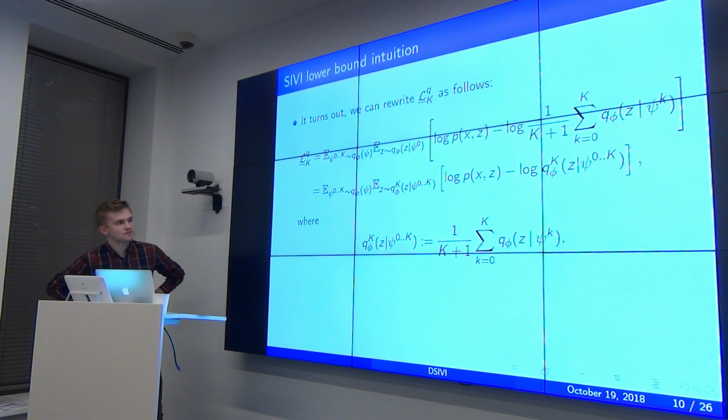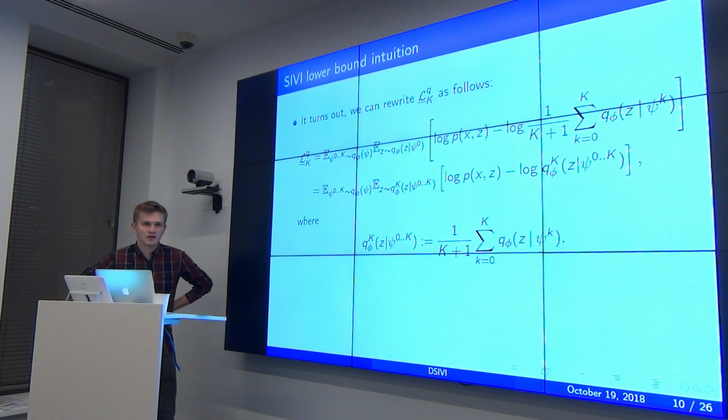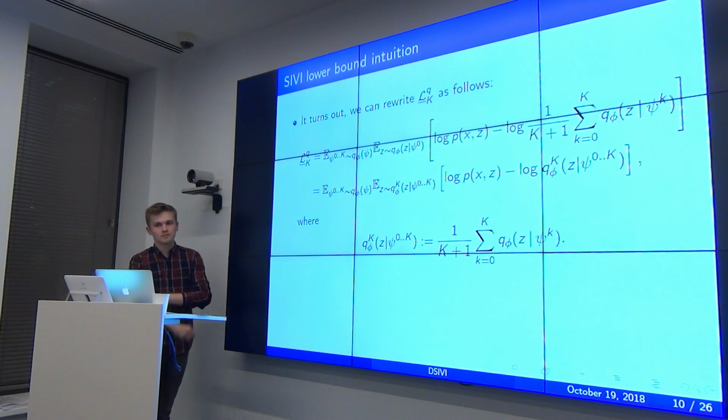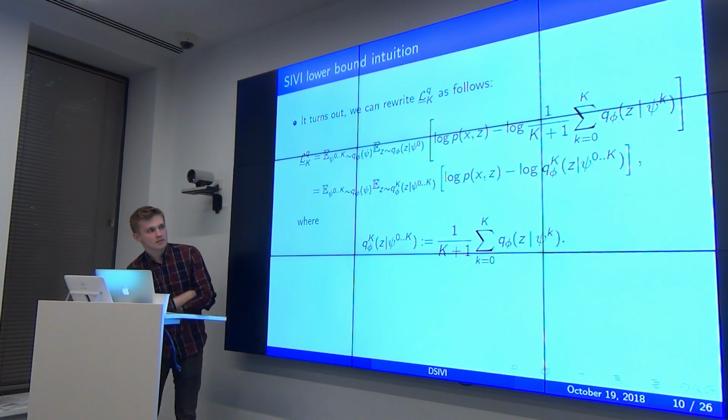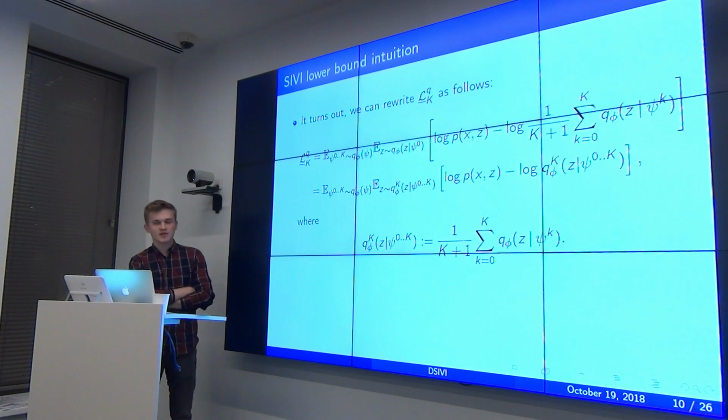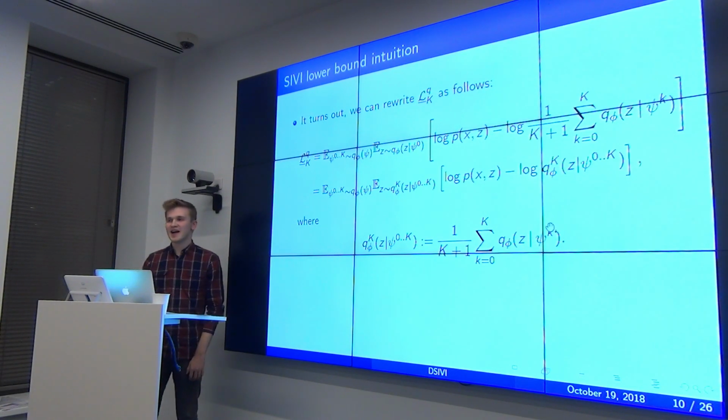Wait a minute. But the distributions are different. The distribution q of z given psi, whatever it is: psi 0, psi 1, psi k, but just a single psi. It's different from the distribution of a mixture of k plus 1 different q of z given psi. That's true, yeah. But the expectations are equal with respect to that.